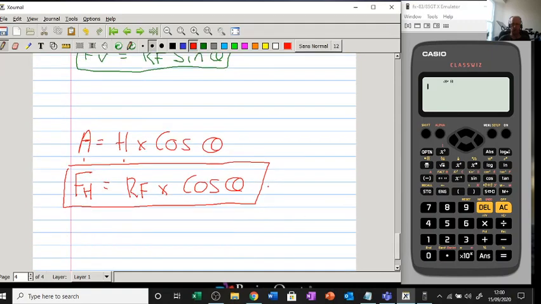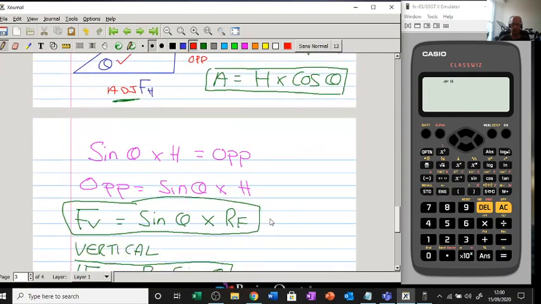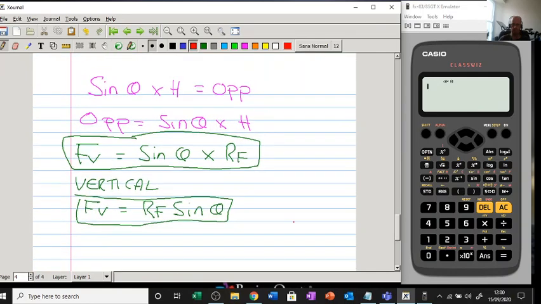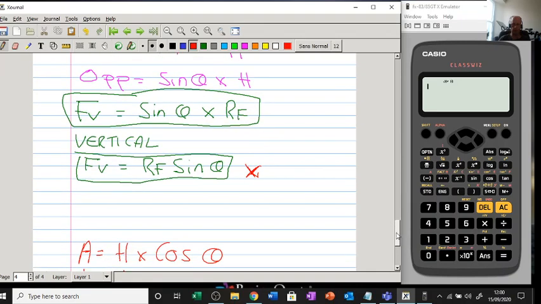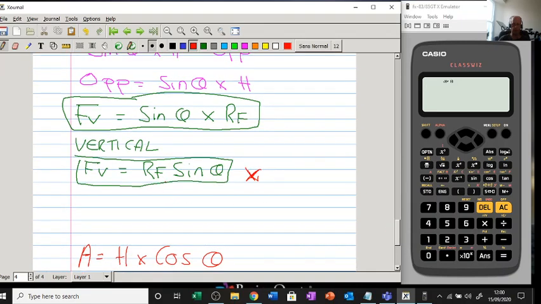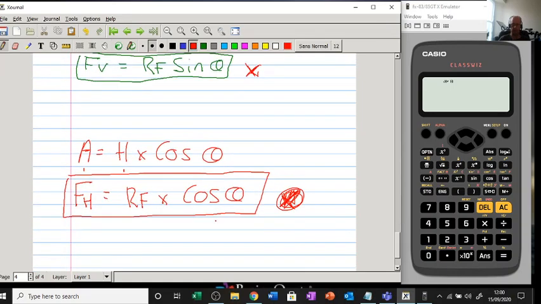So really that's all you need to know. I've just gone through the trigonometry, because once you can do trigonometry you can do a lot of things. So the vertical component is the resultant times sine of the angle, and the horizontal force is the resultant times by cos of the angle.